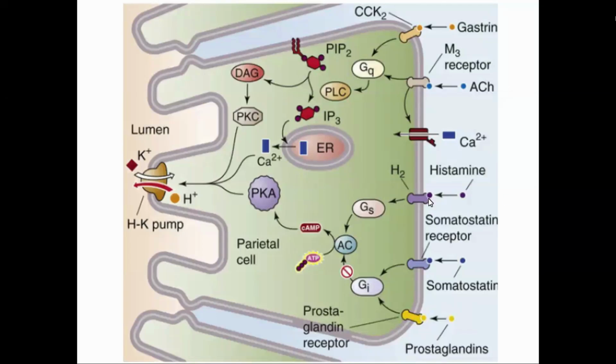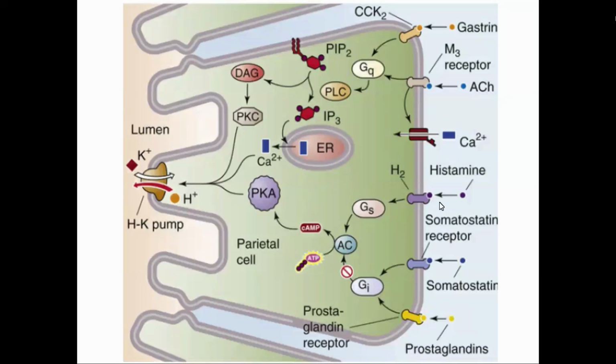Likewise, histamine will activate the Gs subunit. When it is activated, adenylyl cyclase is activated. When adenylyl cyclase is activated, there will be formation of cyclic AMP. When cyclic AMP is formed, protein kinase A is formed. This protein kinase A also has an action on the fusion of the tubular vesicles into the lumen.